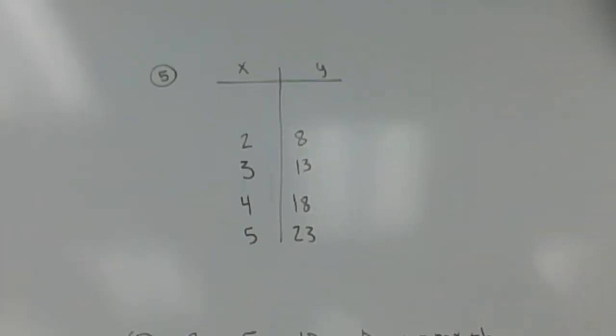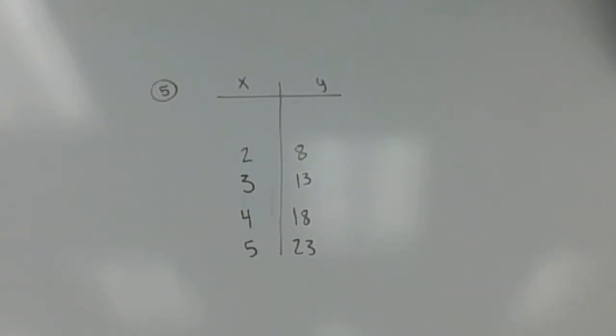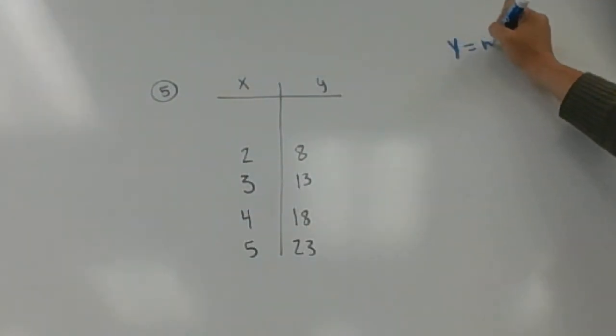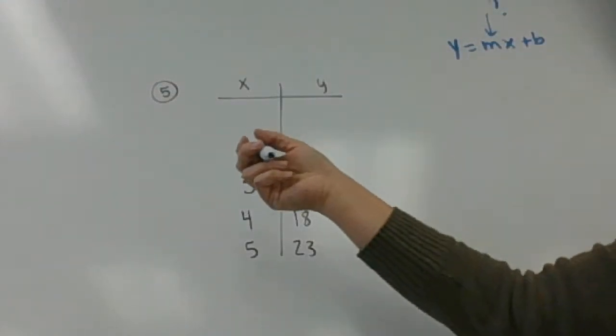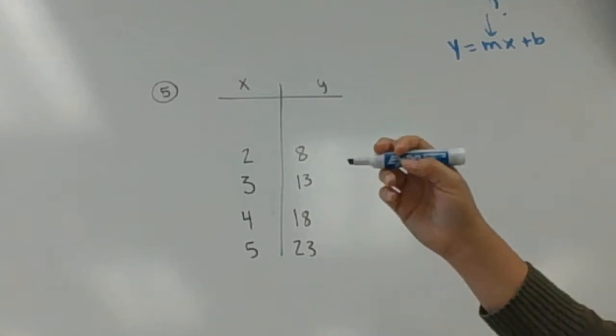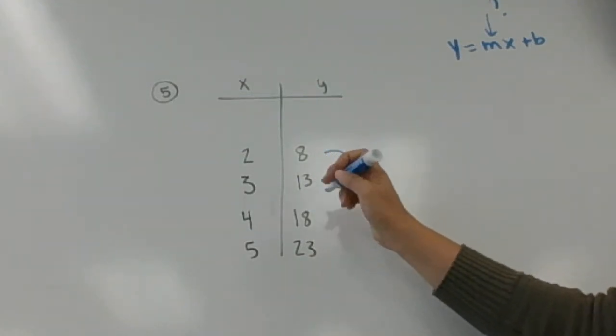I need to figure out, all of the options look like y equals mx plus b. So I want to know what the slope is. So I'm going to see how the y values are changing. Cameron, were you able to find slope on this one?